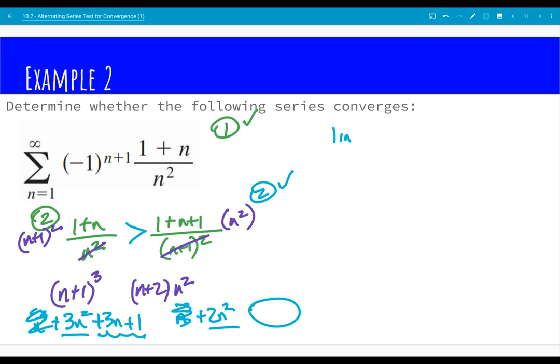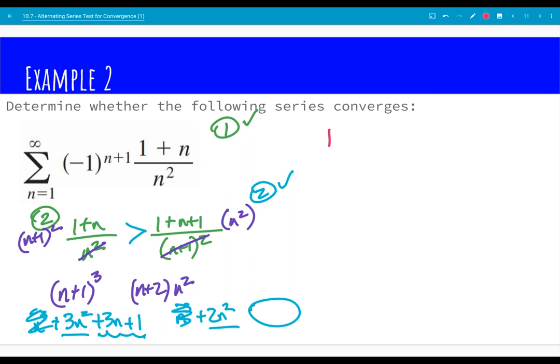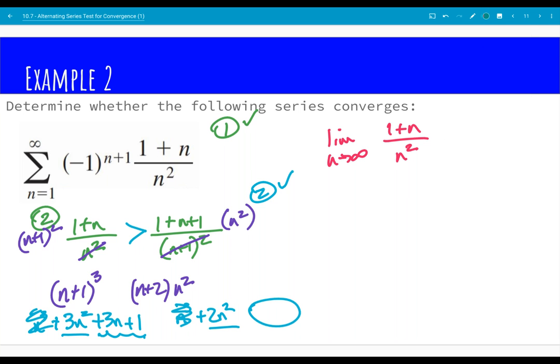Last thing here, let's change colors. We want to show that the limit of the terms as n approaches infinity is going to 0. Another pretty straightforward one here. The denominator here is a bigger power, so as n gets bigger, that's going to dominate. And so we'll just say the limit is 0. So all three conditions are met.